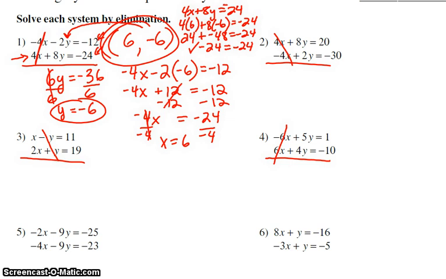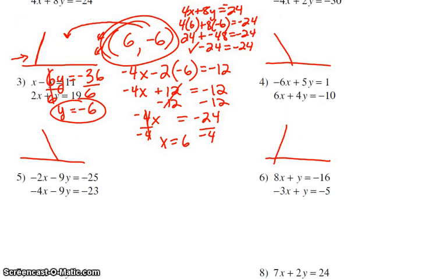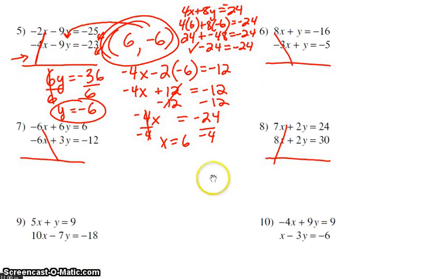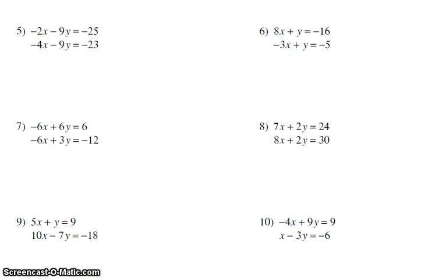Okay. Let's scroll down to numbers 5 through 8. Alright, try 2 through 4 on your own. 5 through 8, we're going to scroll down here. Okay, let's erase some of this. Okay, now that we got all that mess erased.